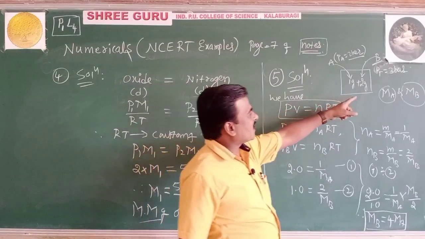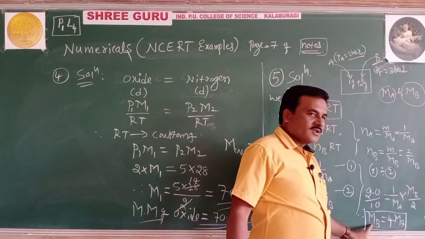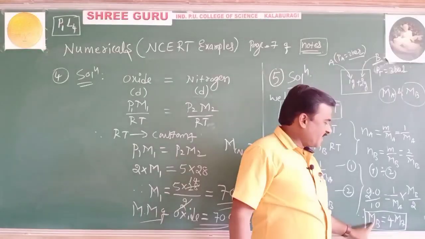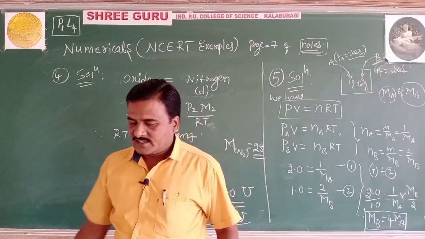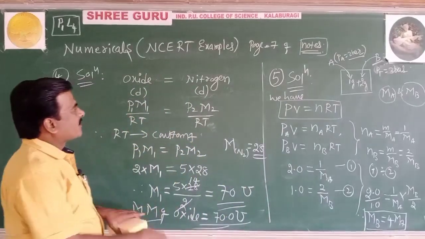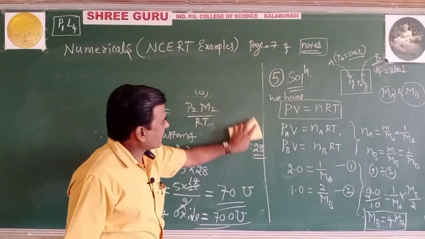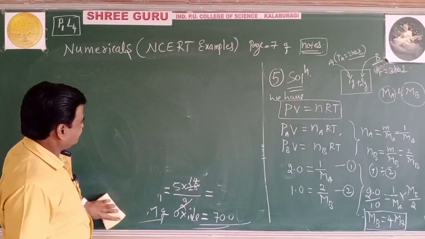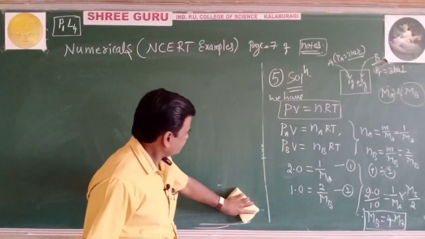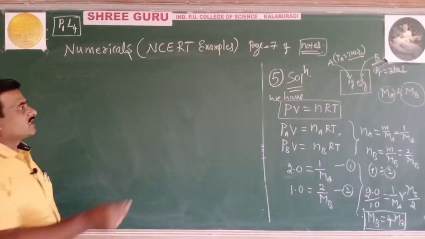They have asked to calculate the relation between MA and MB. We have calculated MB equals 4 times MA. This is the completion of problem number 5. Come on, let's take the next numerical, which is number 6.